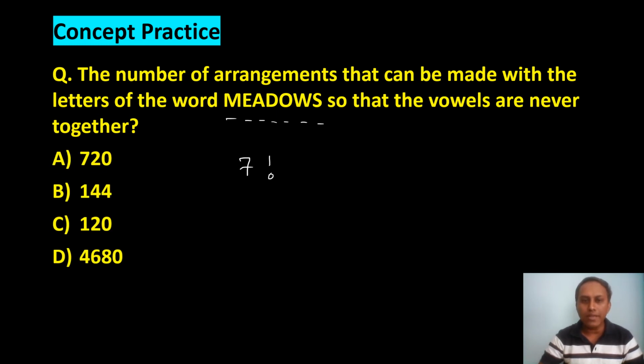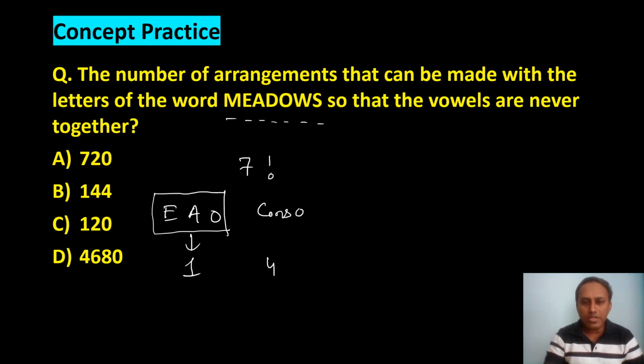So first we'll find the number of words where the vowels are always together. For that, take the vowels E, A and O as a single unit, like putting them in a box. Wherever they go, they go together. This vowel unit and the remaining 4 consonants, I'm writing consonants 4. So 1 vowel group and 4 consonants, total 5 objects.